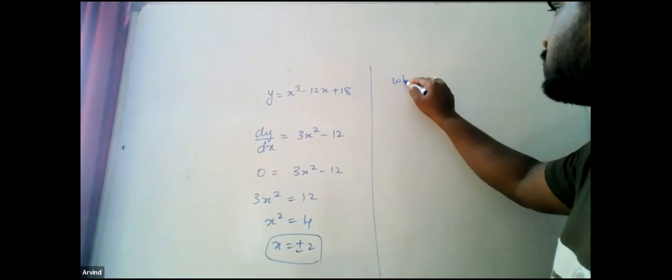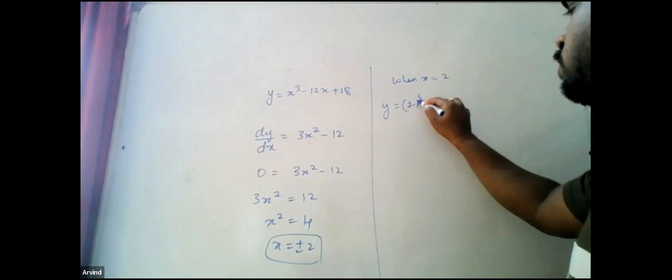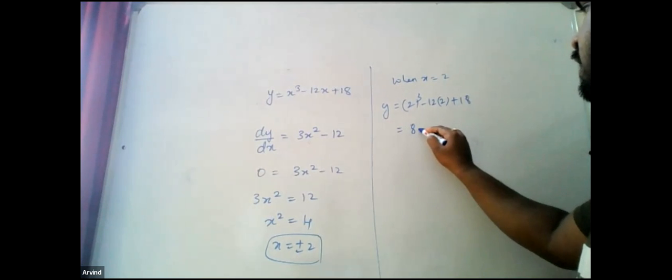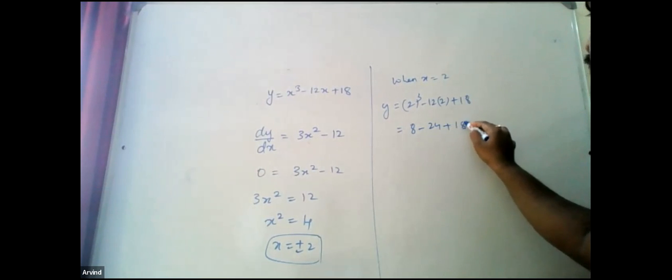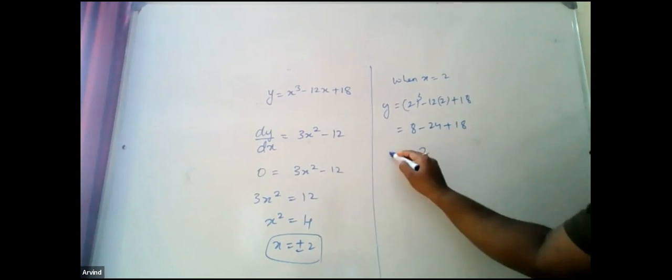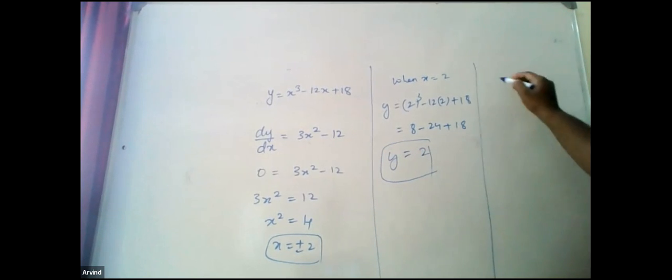Okay. When x is equal to 2, y will become 2 cube minus 12 into 2 plus 18. So that is 8 minus 24 plus 18. So you will get minus 16 plus 18 is 2. Okay. You got y as 2 when x is equal to 2.